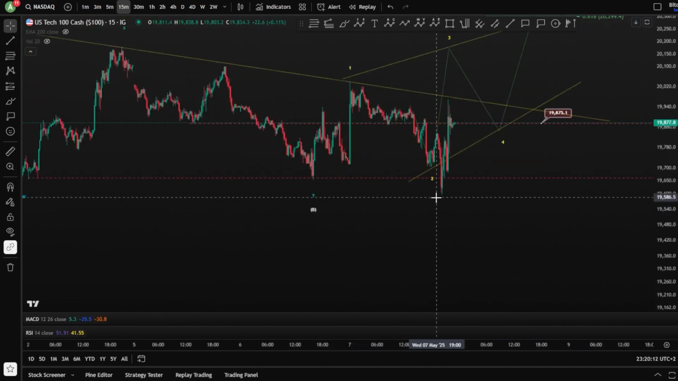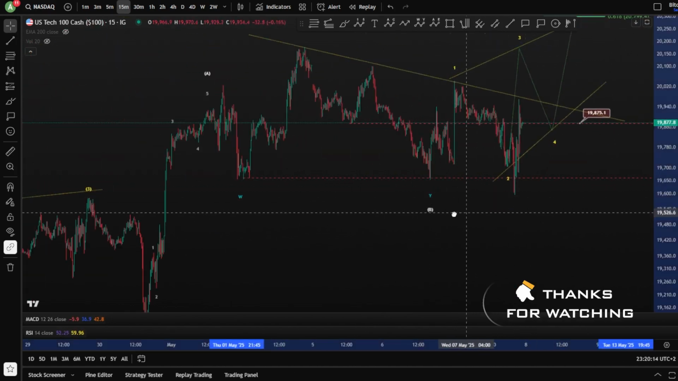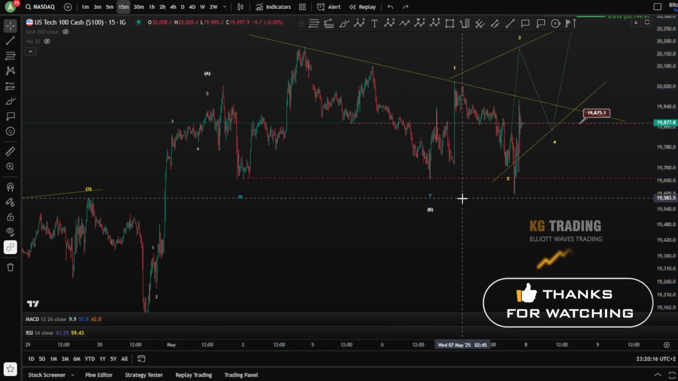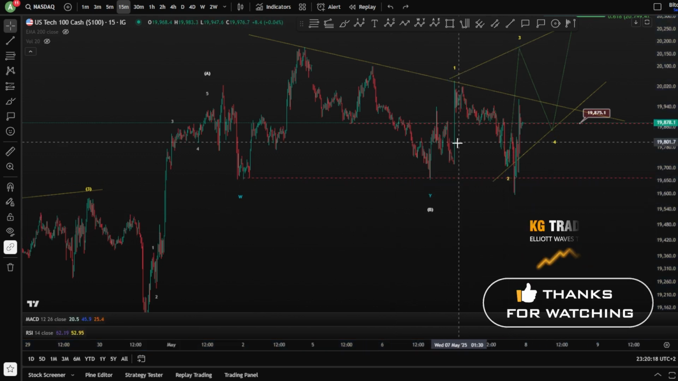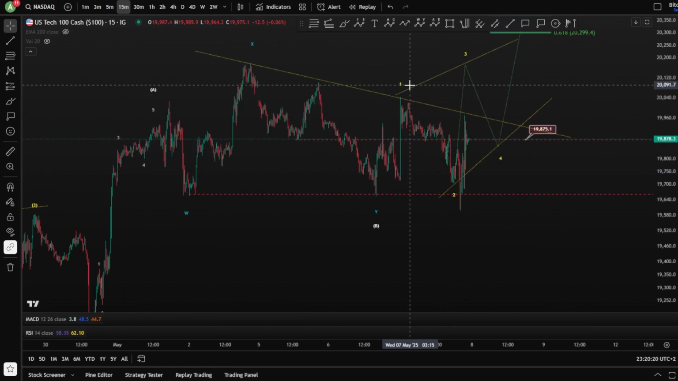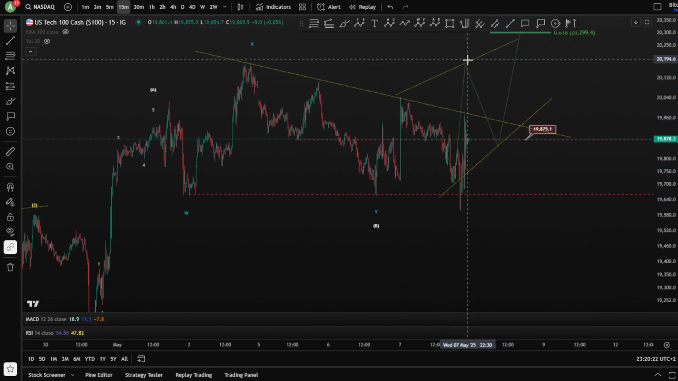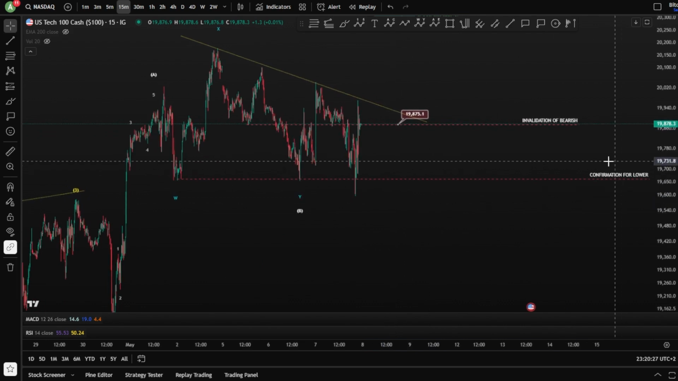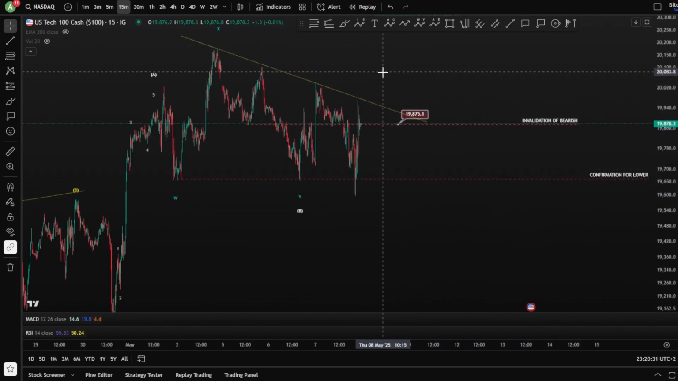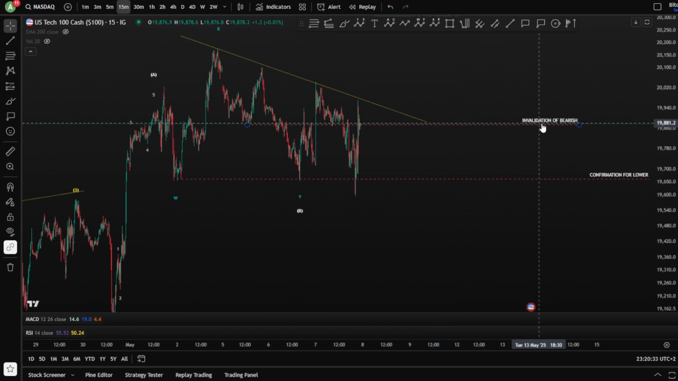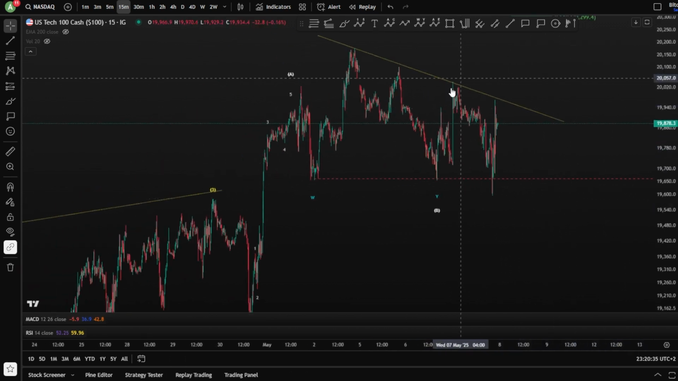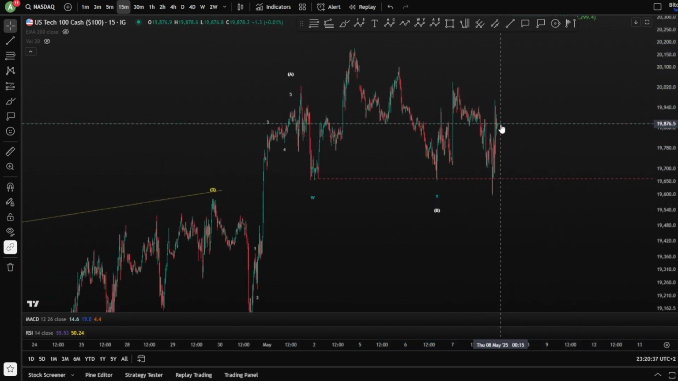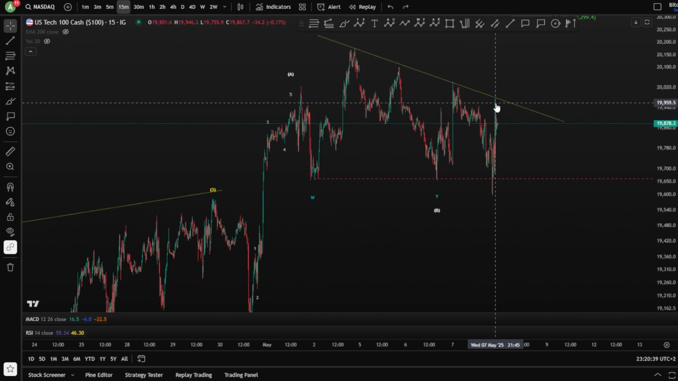Now we saw, of course, also the low was taken, and we said, of course, once we take the low, we invalidate this diagonal, right? So we cannot consider this diagonal anymore. So we're gonna remove it, and we said, of course, confirmation for lower because this diagonal is invalidated, right? So now something else totally might unfold, of course, after this volatility. We saw a resistance exactly with this trend, by the way.